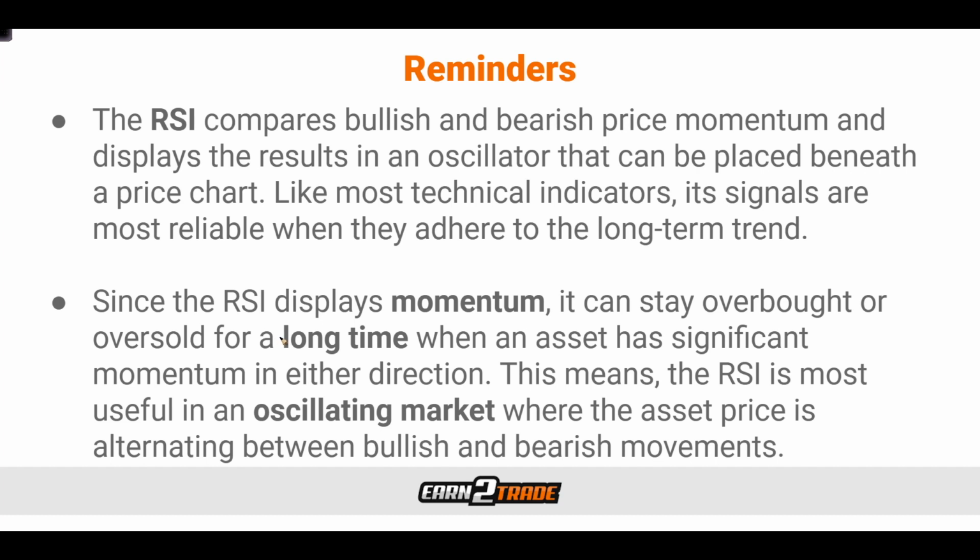Since the RSI displays momentum, it can stay overbought or oversold for a long time. When an asset has significant momentum in either direction, this is more prone to happen. So this means the RSI is most useful in an oscillating market where the asset price is alternating between bullish and bearish movements. So generally speaking, the RSI is going to provide us better trading opportunities in a market that is rotating back and forth.